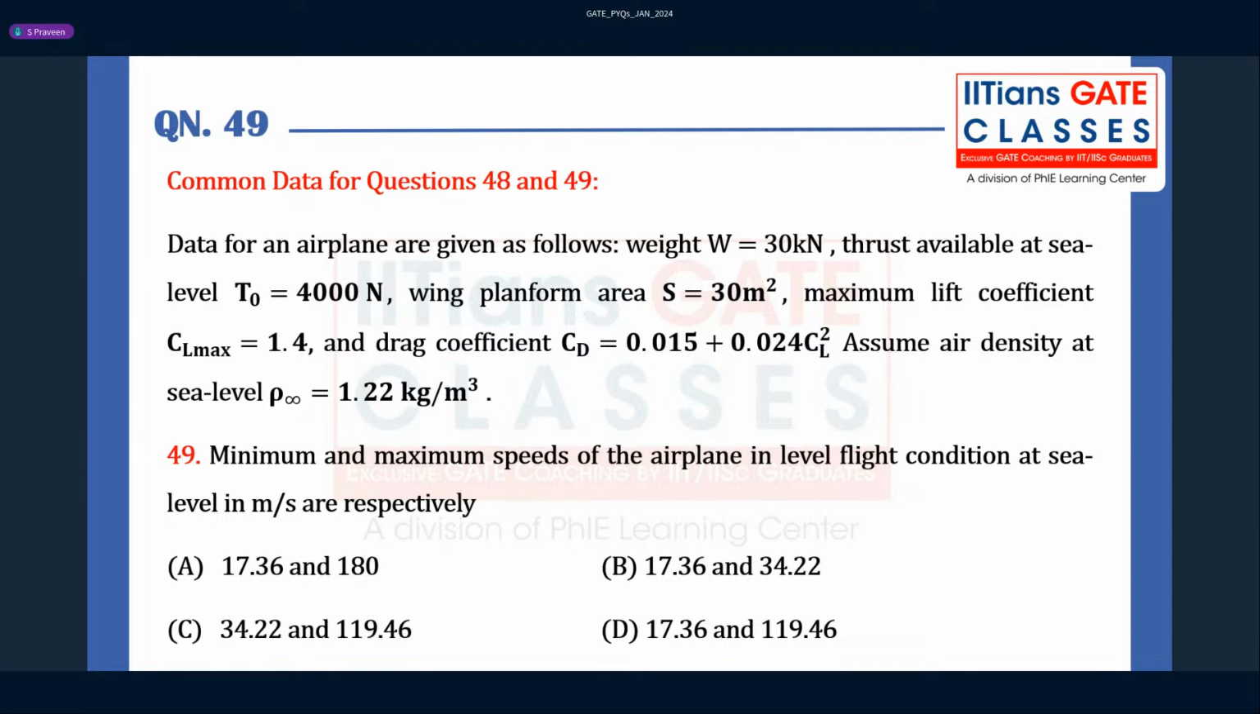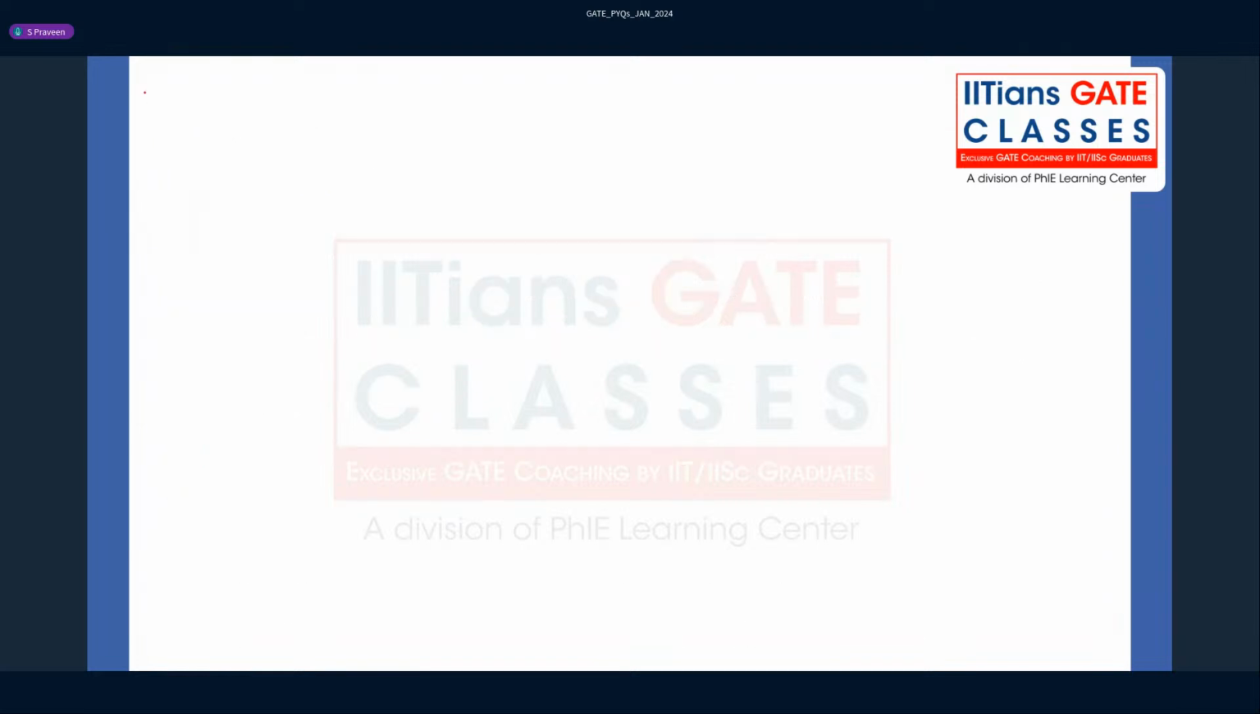Again, for the same data, the weight is 30 kilonewton, thrust available is 4,000 newton, wing planform area is 30 meters square, maximum lift coefficient is 1.4, drag coefficient is 0.015 plus 0.024 CL square, and the density is 1.22. Minimum and maximum speeds of the airplane in level flight condition at sea level are. So this is a pretty big, lengthy problem, so let's do this. Again, it's a simple thing.